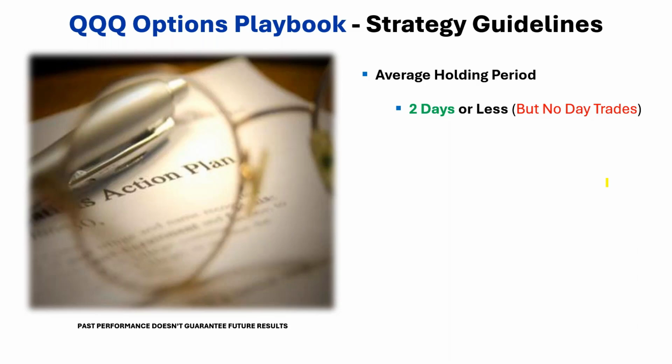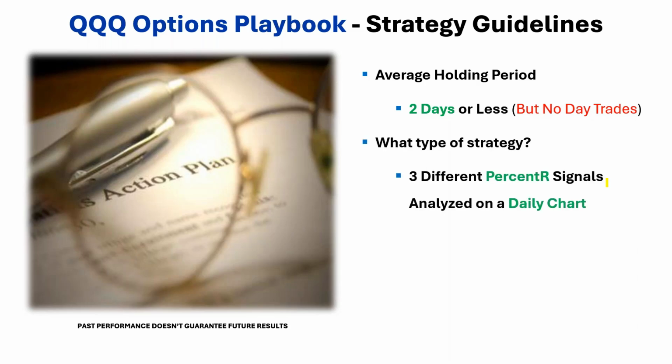So with our QQQ options playbook strategy, we enter, and if it does not hit that 50% stop or the 100% target, we will exit the trade 48 hours later. Okay, so if we get in on a Monday, it doesn't hit the 50% stop and target, we'll be getting out on Wednesday at 3:40 p.m. Eastern time. But as you can see there on the slide, no day trades whatsoever. So you can wipe that concern off your list there. No day trades, so no worries.